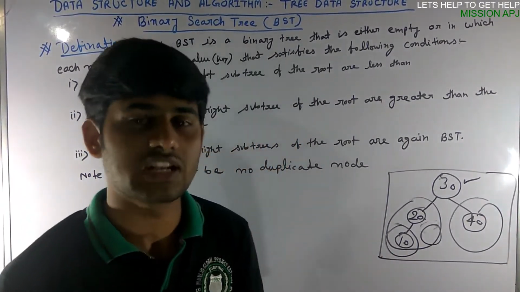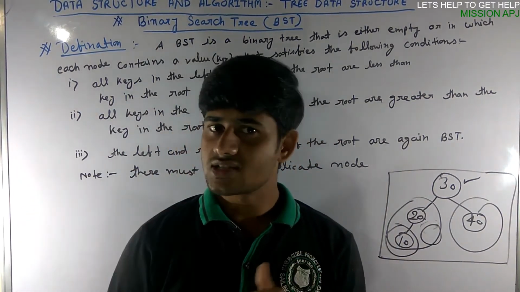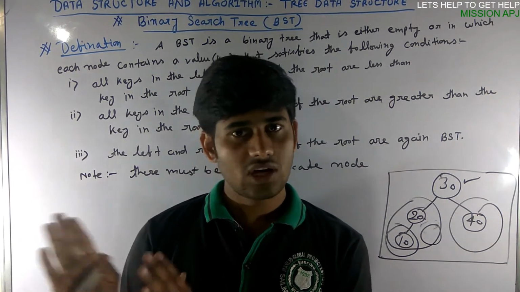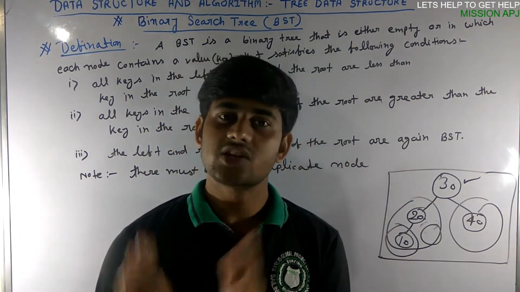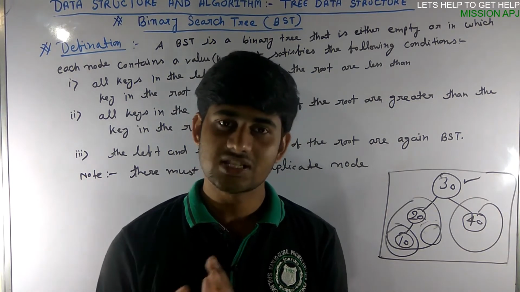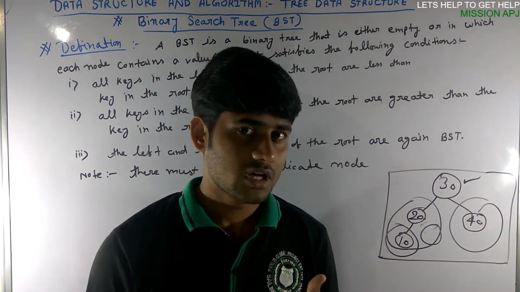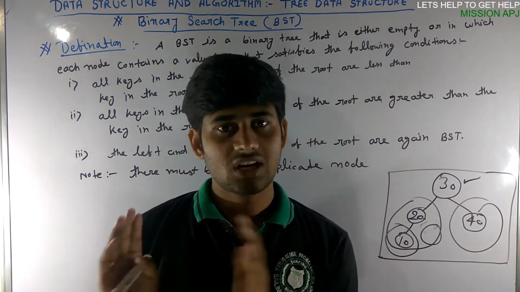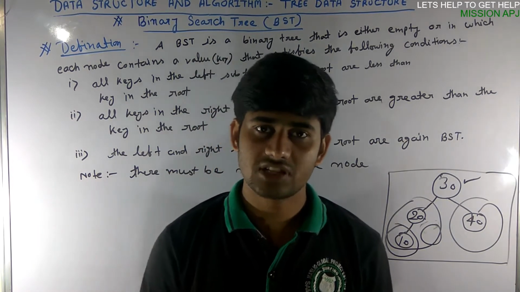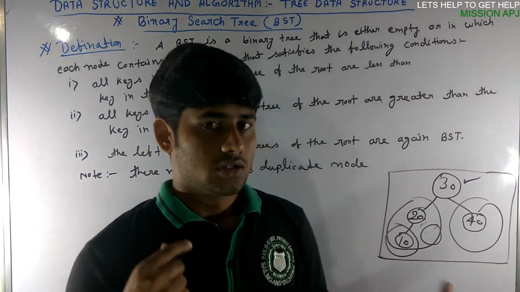So in a recursive way we can define a binary search tree: a tree, if it is empty, is also a binary search tree. If it is not empty, then it must contain nodes of the tree, nodes of the binary tree, mind it, because a BST is a kind of binary tree. So the nodes of the binary tree must contain some value, and after that, what makes it a binary search tree is the following condition.